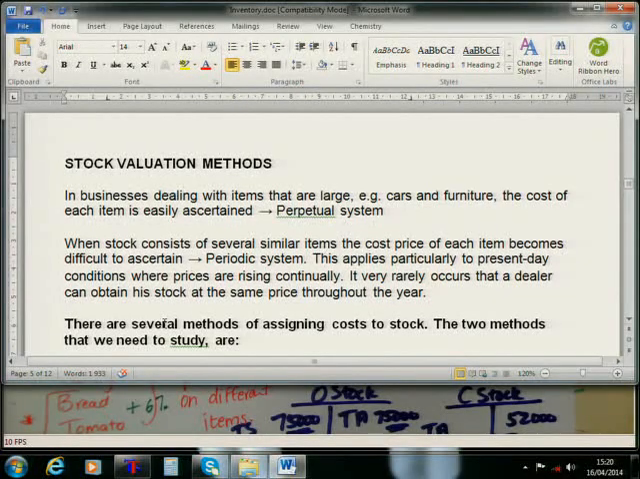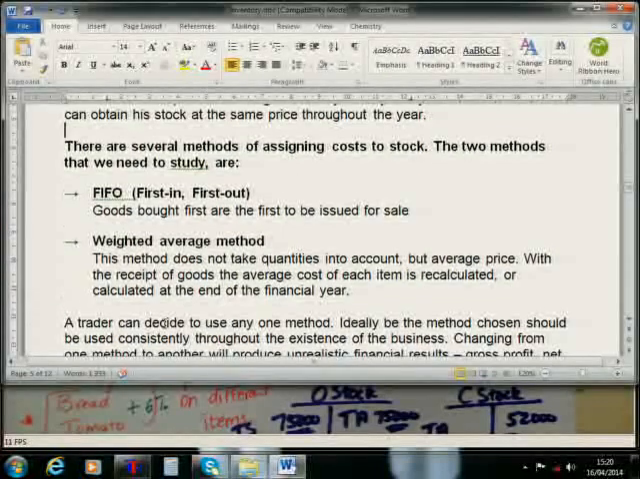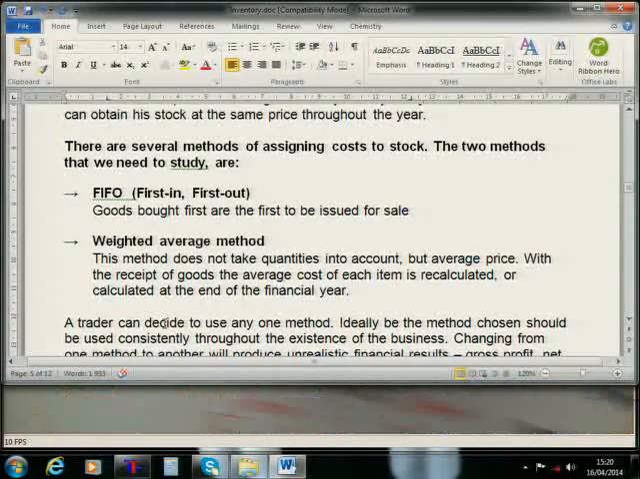There are several methods to assigning cost to stock. The 2 methods that we need to study are FIFO, first in, first out, and the weighted average method, and there's also LIFO. But in the school syllabus, we are going to do FIFO and the weighted average method. FIFO means first in, first out. Goods bought first are the first to be issued for sale. So that means that you are basically going to sell the old stock first. If somebody wants the new stock, then you sell it.